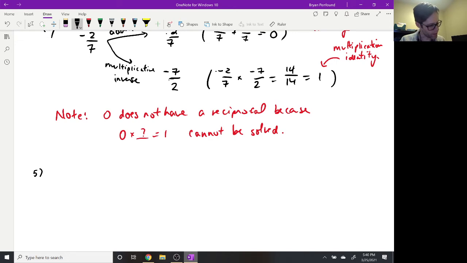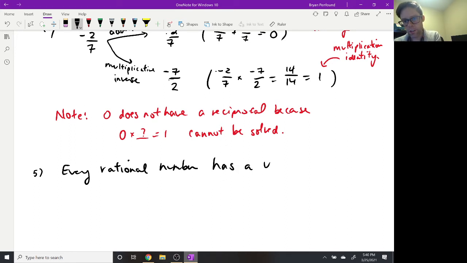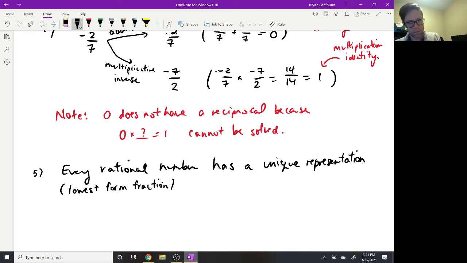So what do I want to say? Every rational number has a unique representative as a fraction with a positive denominator. So let's talk about this last bit of information here. Every rational number has a unique representation, and often we call this unique representation the lowest form fraction.